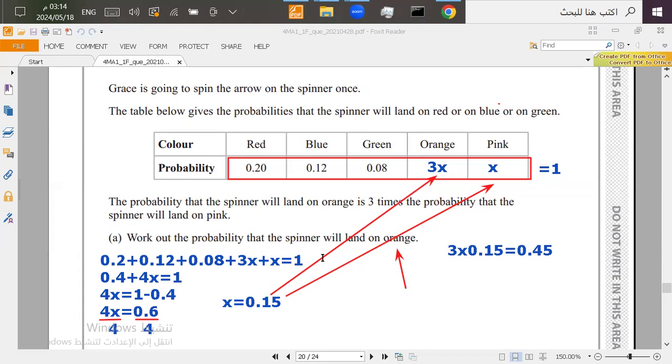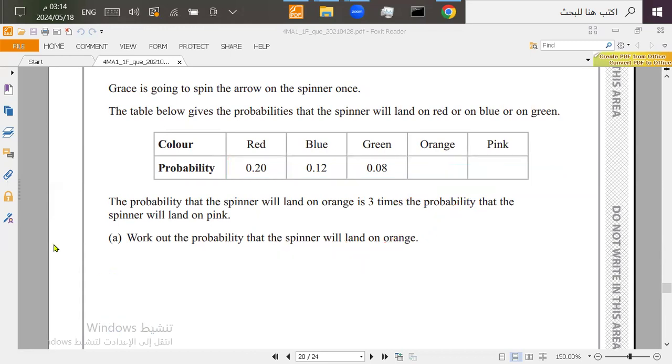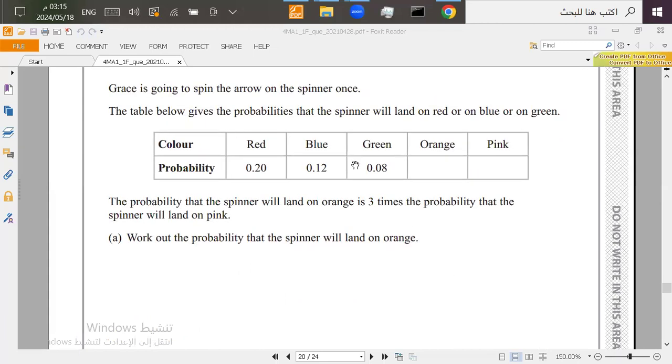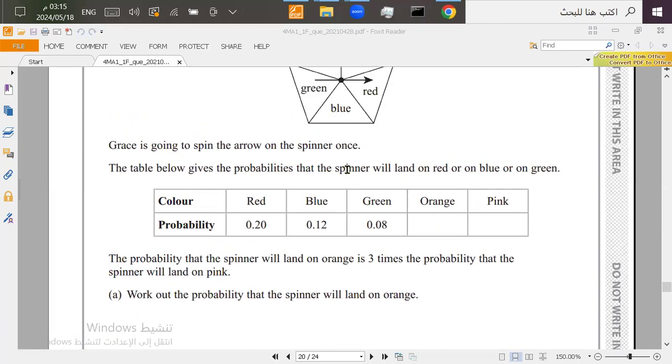Now, let's move on to the next question. Question B. Grace spins the arrow on the spinner 150 times. Work out an estimate for the number of times the spinner lands on blue. Now, once she spins the spinner one time, the blue will be 0.12. This is the blue probability.